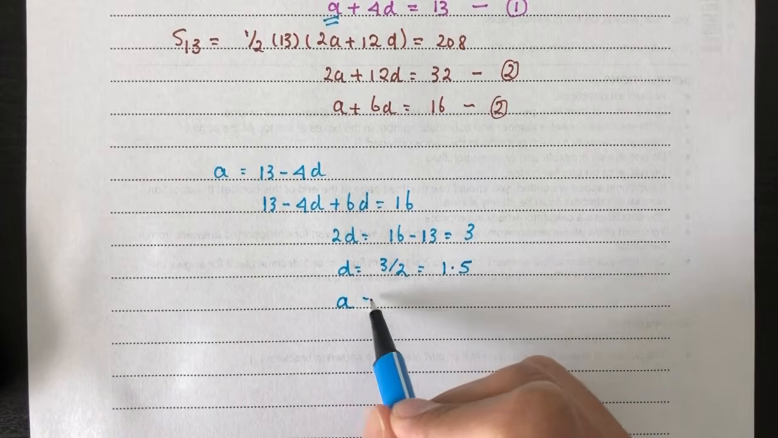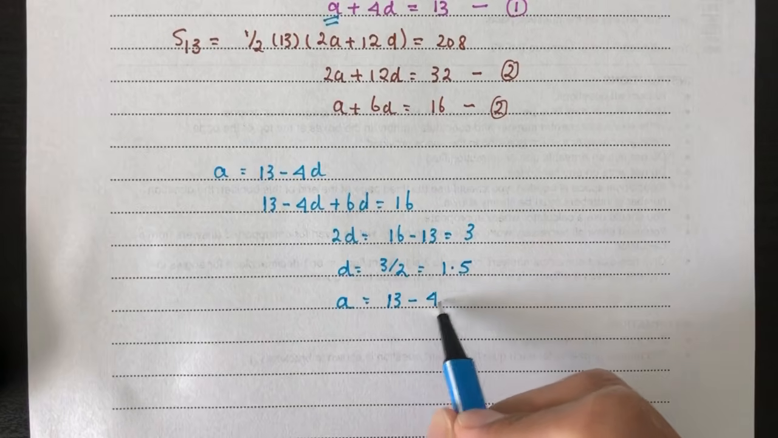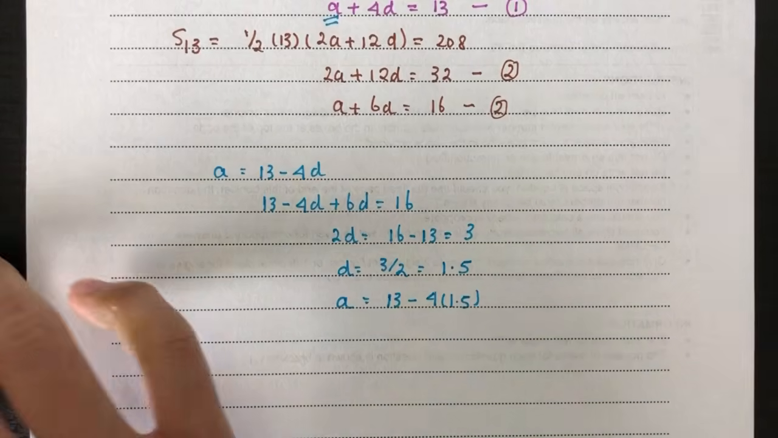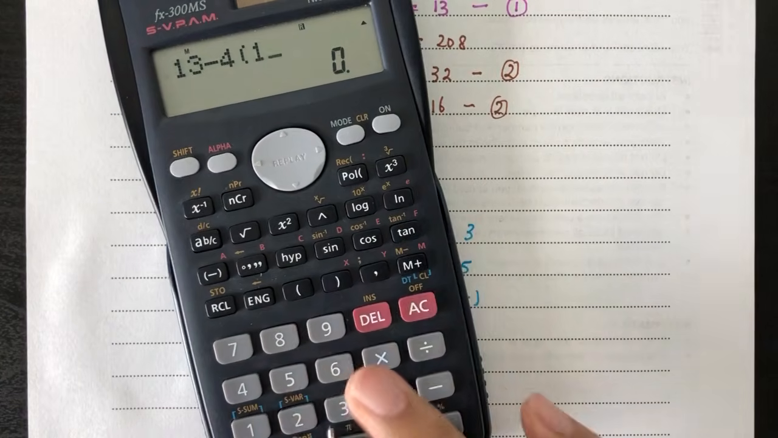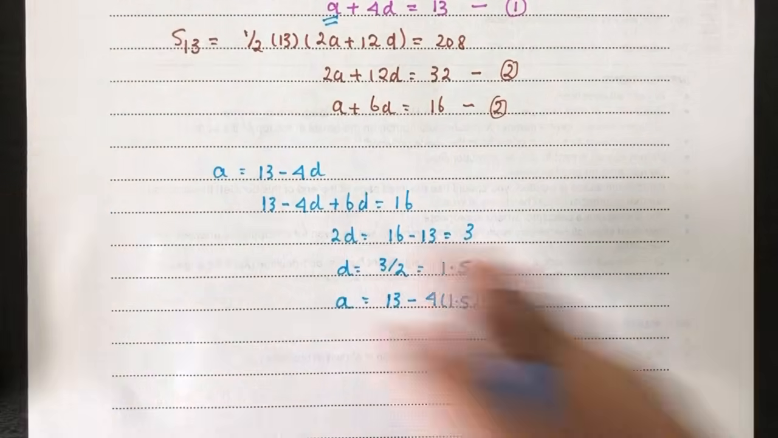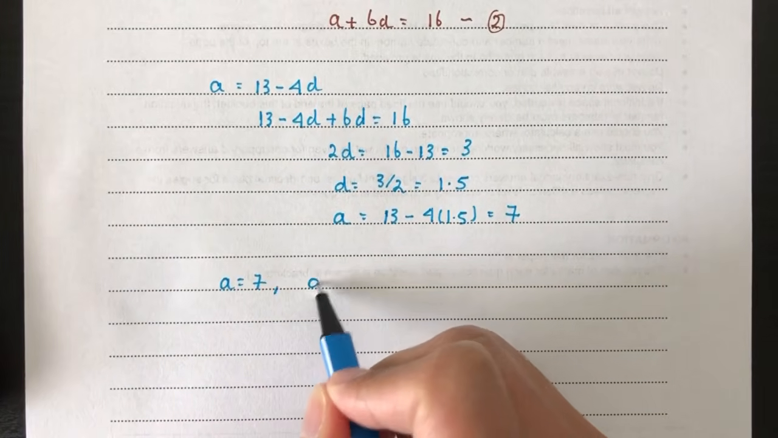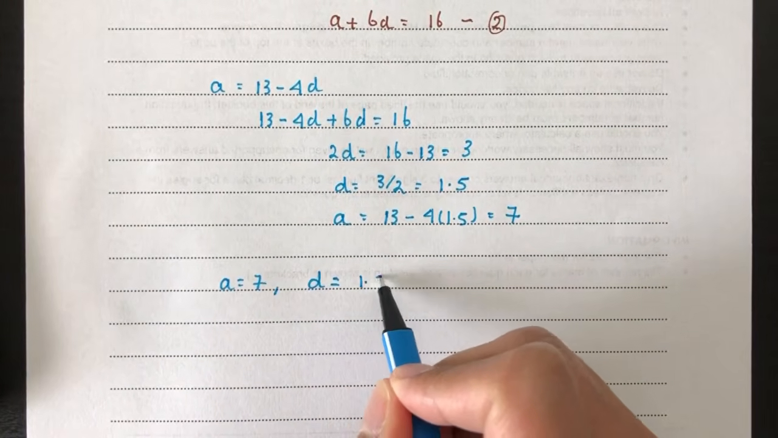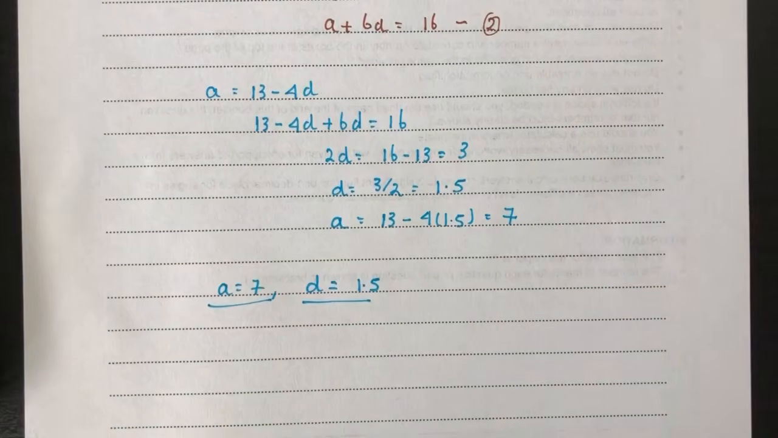Now for the value of a, replace back in the first equation: 13 minus 4 times 1.5. That will be 7. So the first term a is 7, and the common difference is 1.5. This is your question number 1.